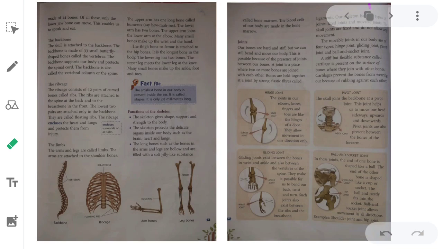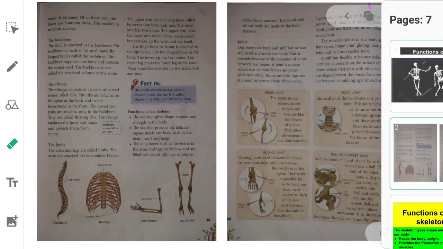And the last point, the long bones, such as the bones in the arms and legs, are hollow and are filled with a soft jelly substance called bone marrow. The blood cells of our body are made in the bone marrow. So now we will discuss each point in detail.